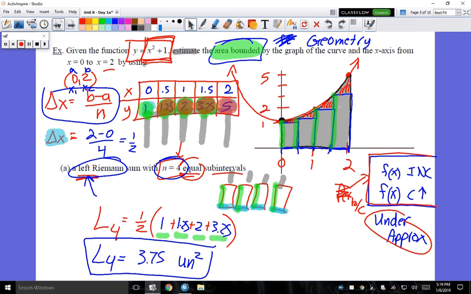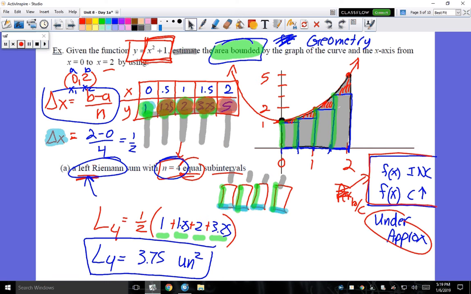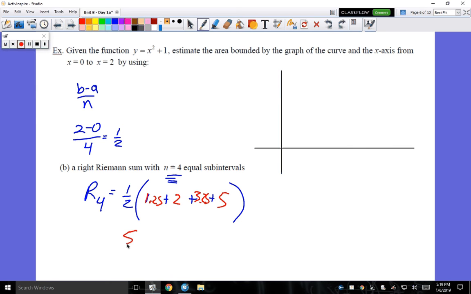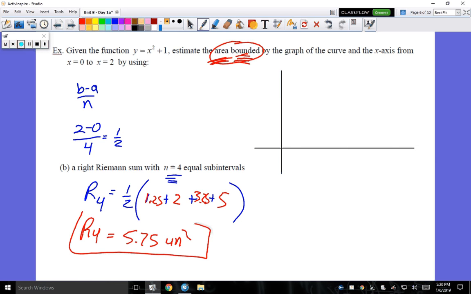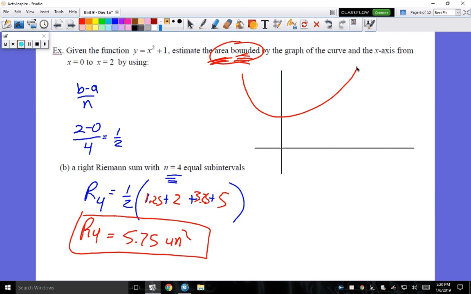So we would multiply all that by 1/2. Okay, so times 0.5, we get 5.75. All right, so 5.75 units squared, because again, this is area bounded. And if you were to look at it like the graph, you would have the over approximation, okay? And just a quick sketch, just so that you could see that, it's going to look like something like this. Right, right, right, right, because there's 4 of them.